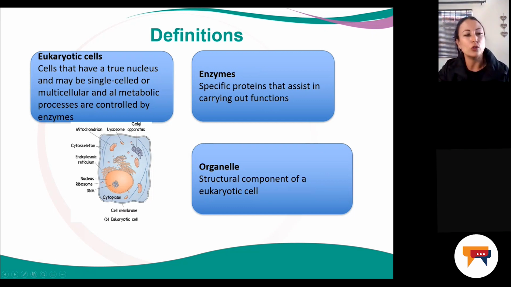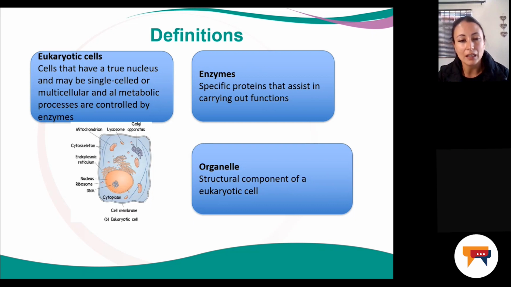Then we want to speak to eukaryotic cells. Eukaryotic cells are cells that have a true nucleus. A true nucleus is a nucleus that is surrounded by a nuclear membrane. They may be single-celled or multicellular, and all metabolic processes are controlled by enzymes. A eukaryotic cell has many different structures inside of it, and it's a lot more complex than a prokaryotic cell, and there's therefore a lot more to understand about a eukaryotic cell, and that is why we study these in more detail, and this would be like the normal animal and plant cell that we learn about.